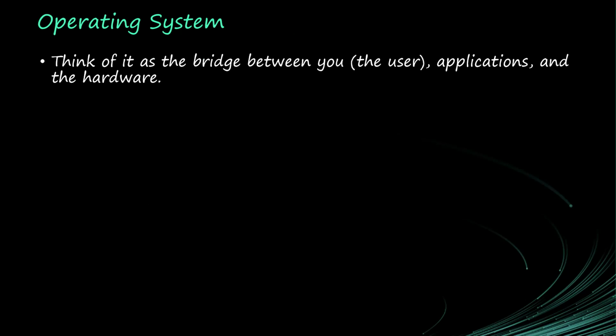So the operating system sits between the hardware and you, the user, between the hardware and the applications that run, like your games. All right. So your game is also software. The operating system sits between the hardware that does the job and you, the user, that wants the job to be done.